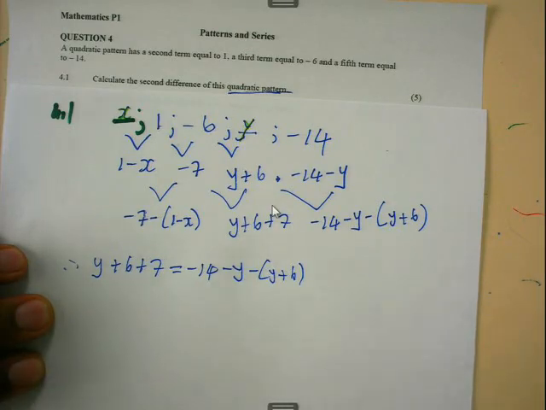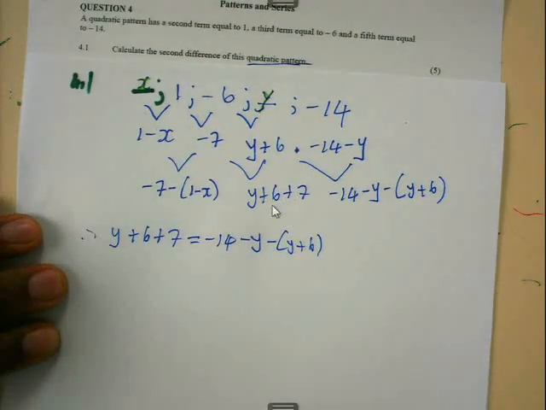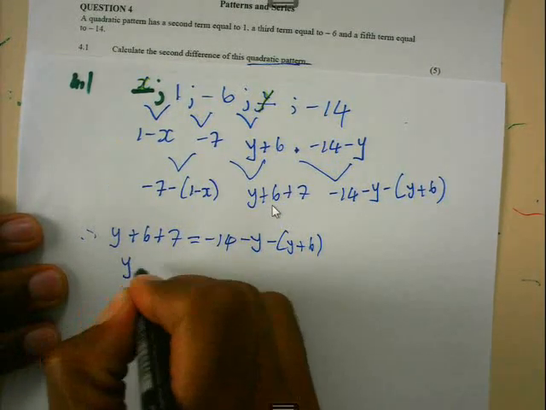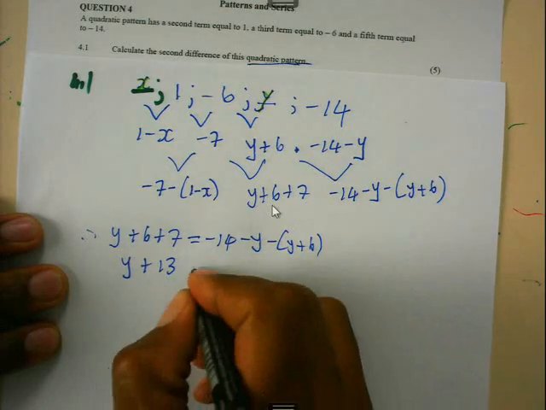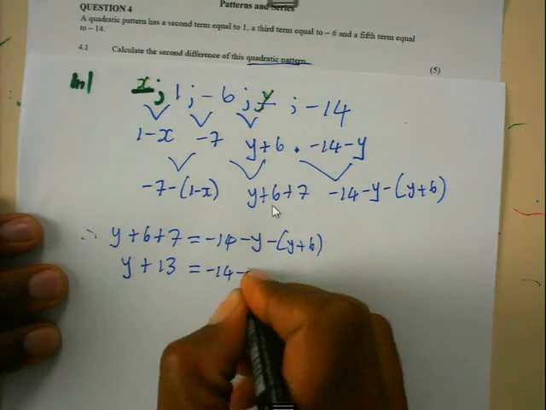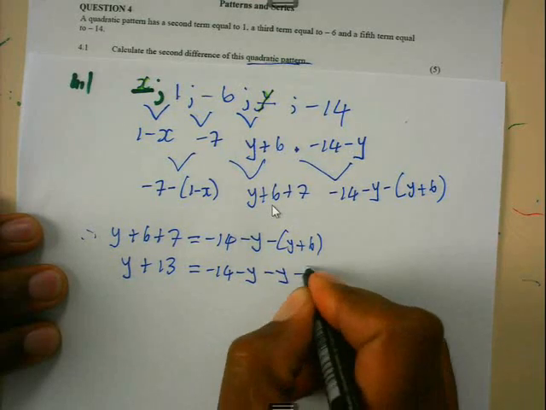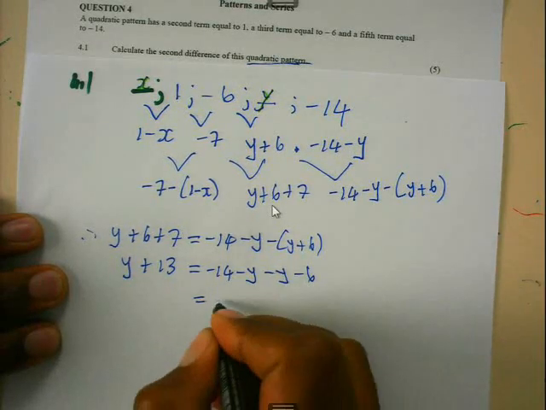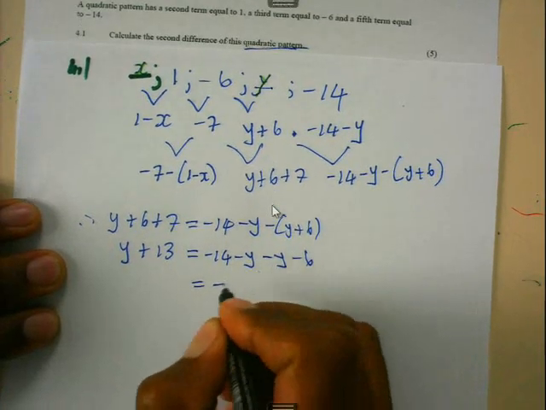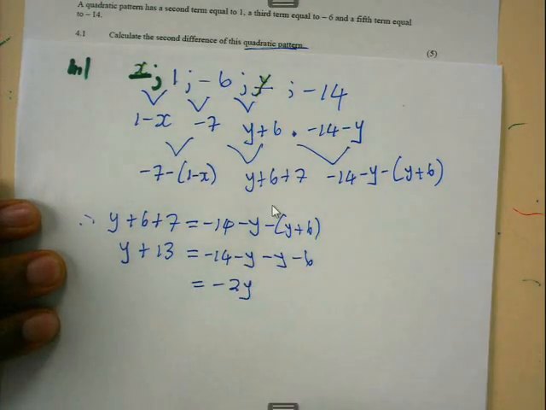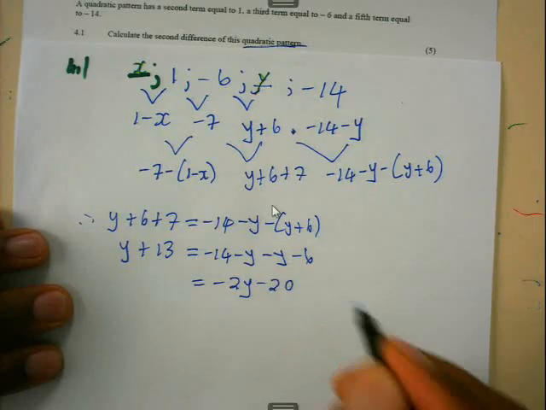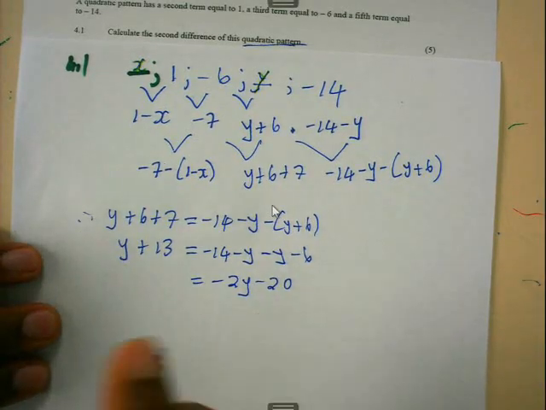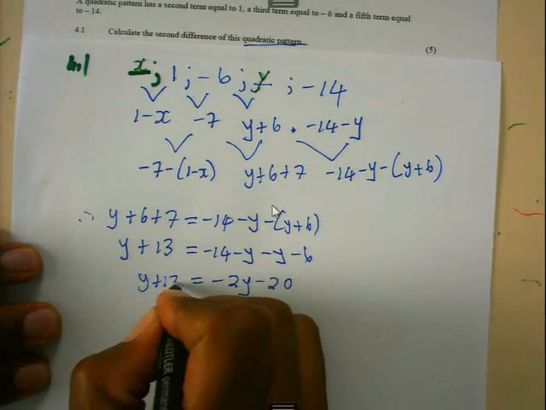Therefore, we've got 2, 2, or 3. It will depend on the value that you have as your second difference. Right. Now we simplify. That is y plus what? Y plus 13. 6 plus 7. 13 is equals to minus 14 minus y minus 6, right? Now, when you simplify this side, negative y minus y, it is a minus 2y. Now, minus 14 minus 6, of course, it is what? Minus 20. Right, now we can say, okay, this one is still y plus 13.